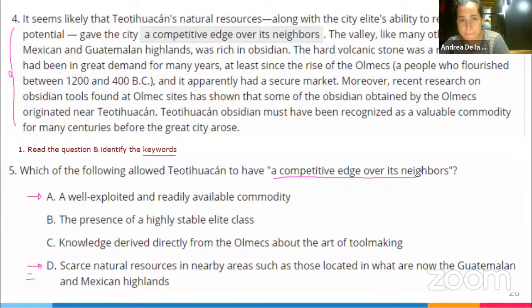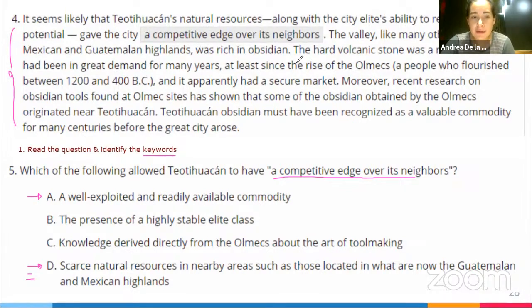Great, because it's the same in the paragraph. Perfect. It's even a quotation in this one, right? A competitive edge over its neighbors. So those are the keywords. Those are what they're asking about, right? What allowed Teotihuacan to have a competitive edge over its neighbors?